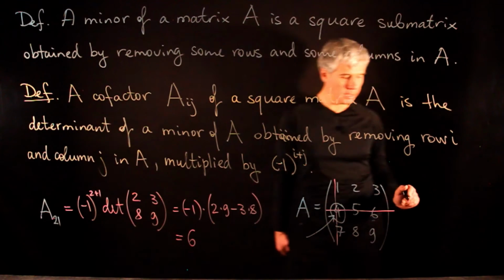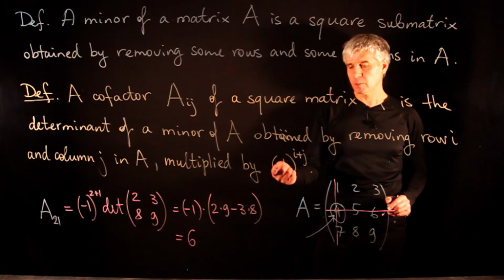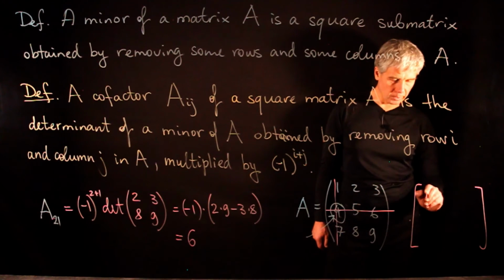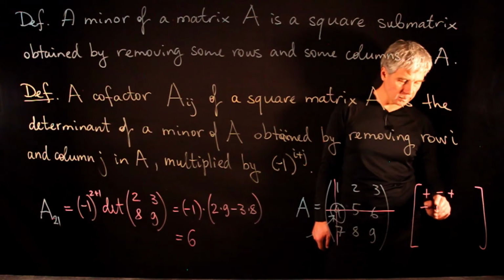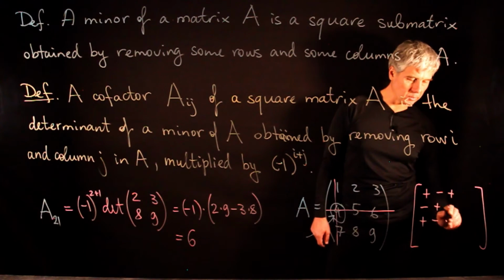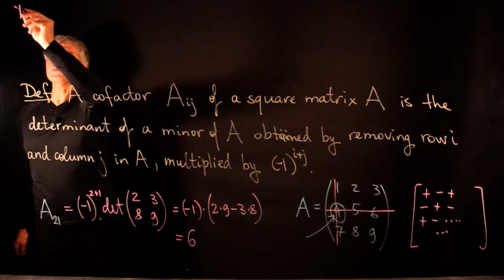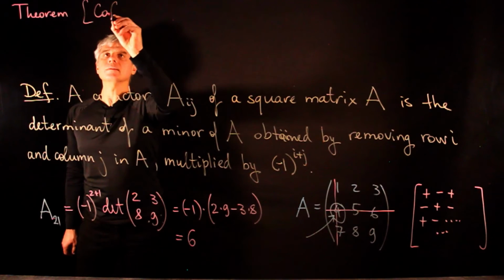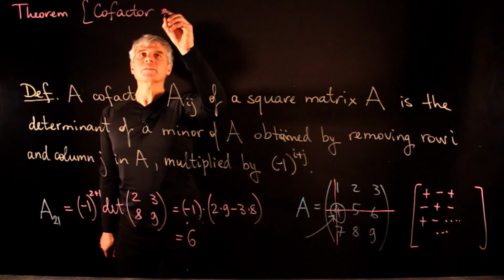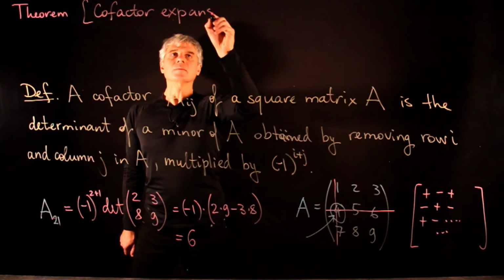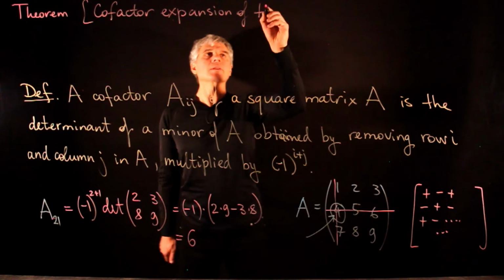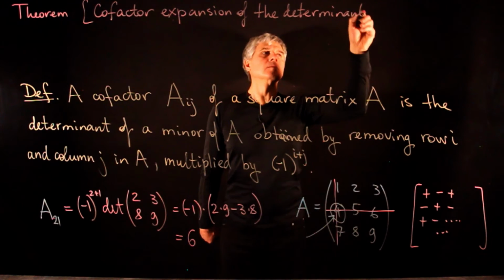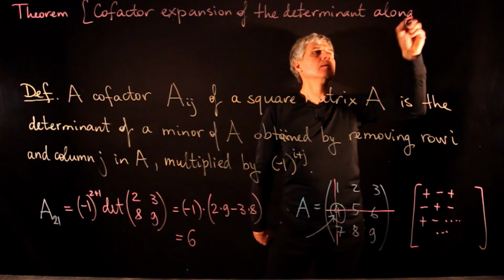And we point out that these signs, -1 to the i plus j, form the checkerboard pattern. So they go plus, minus, plus, minus, plus, minus, plus, and so on. Now we can state our theorem, which is called cofactor expansion of the determinant along a row.